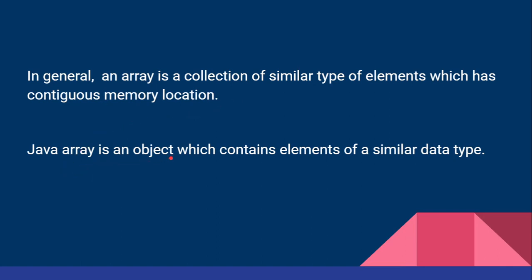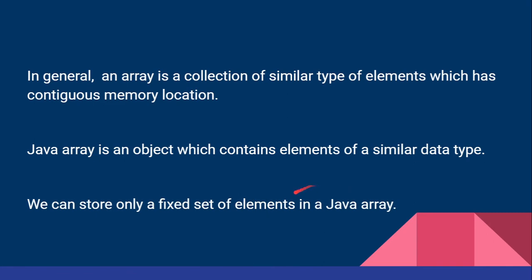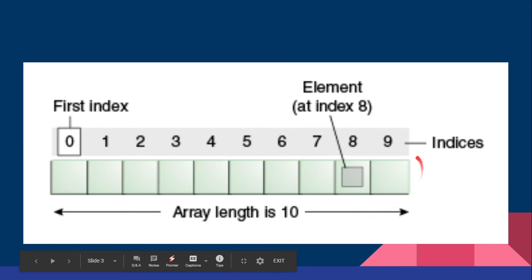Java array is an object which contains the elements of a similar data type. So generally we say array is a collection of similar type of elements, but when we say Java, it is an object, because Java works mainly with the class and the object. So here Java array is an object which contains elements of similar data type. We can store only a fixed set of elements in a Java array. So in any array we can save only a fixed set of elements.